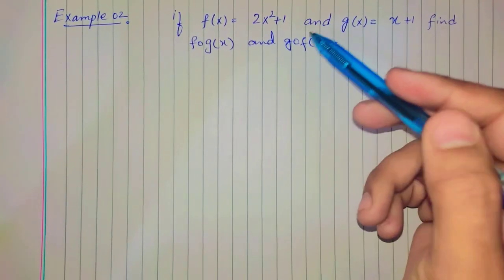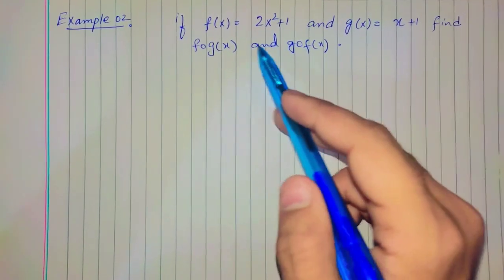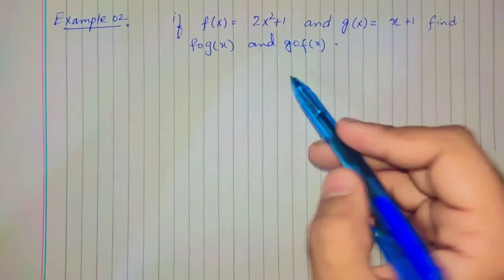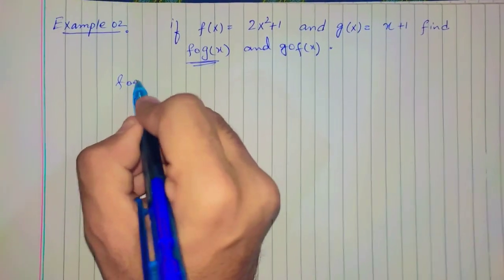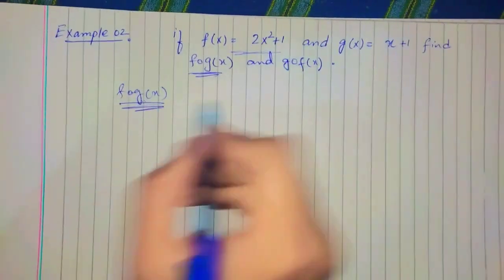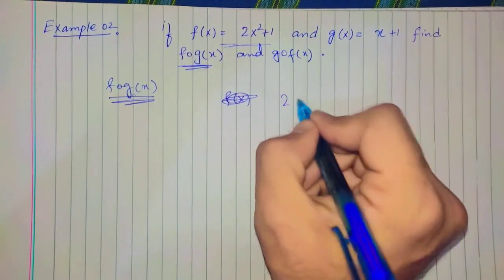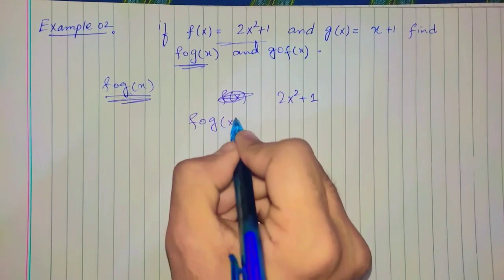In my previous lecture on functions, I have cleared up how to calculate and find the values of these types of functions when you are given two functions. So let's start with the first part, f of g of x. In this case, you have to put the value of g of x in the function f of x. So f of x equals 2x squared plus 1.